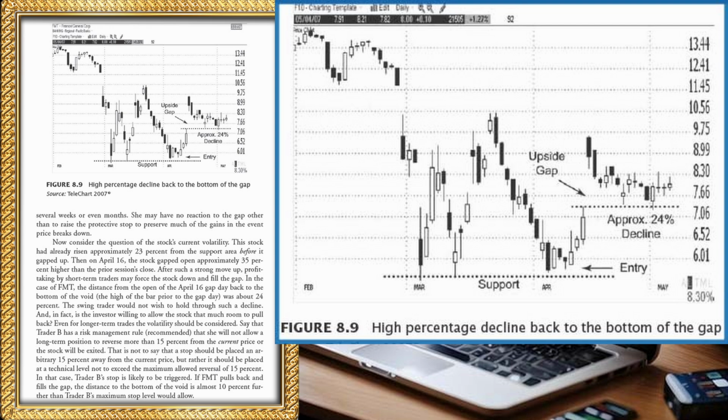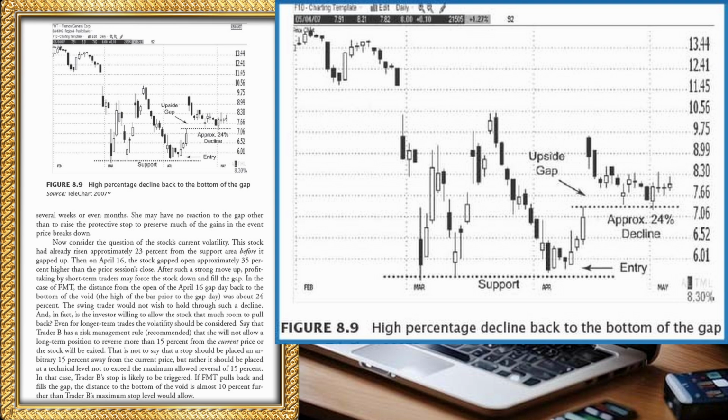Say that Trader B has a risk management rule, recommended, that she will not allow a long-term position to reverse more than 15% from the current price, or the stock will be exited. That is not to say that a stop should be placed an arbitrary 15% away from the current price, but rather it should be placed at a technical level not to exceed the maximum allowed reversal of 15%. In that case, Trader B's stop is likely to be triggered.